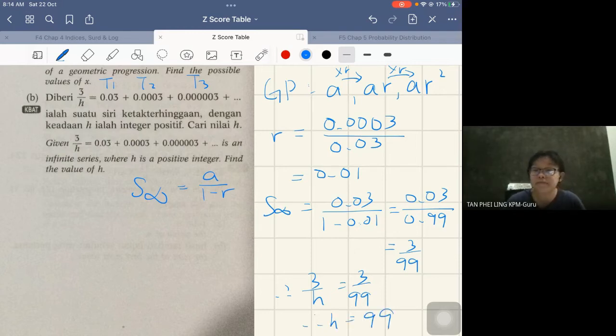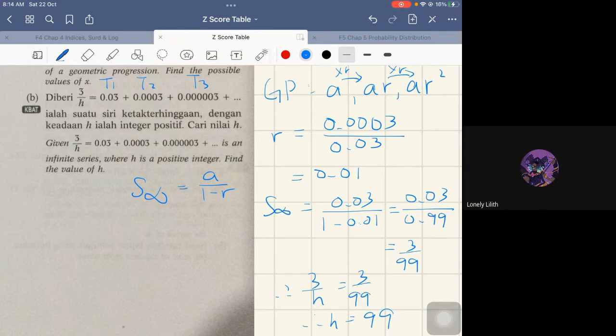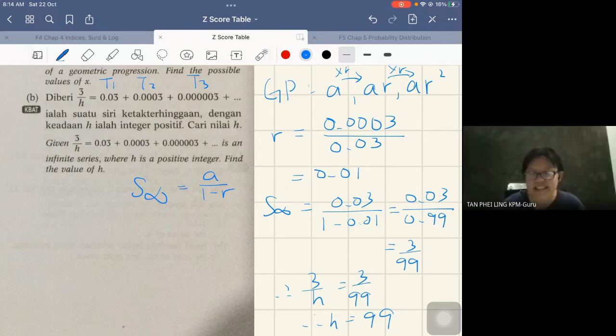Is it okay? I'm a genius. Okay lah. In this case, yes lah. How about the rest? Is that okay?